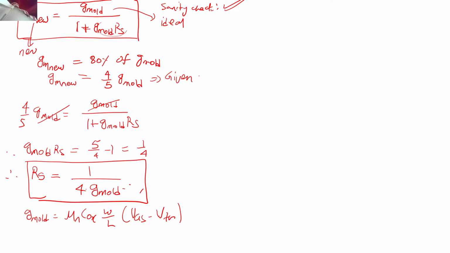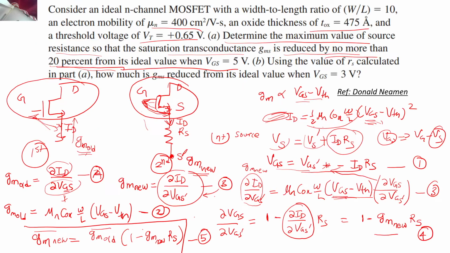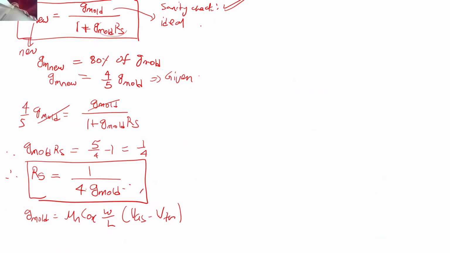Now let's check whether they have given me enough data. First of all, they have given me that Vgs is 5 volt. They have also given me that Vt is around 0.65 volt. So they have given me the data to calculate Vgs minus Vth. Now coming to the Cox part, mu times Cox: they have not given me Cox, but they have given me Tox, and Cox can be found by epsilon ox by Tox. They have also given me the mobility. So now let's calculate Cox first because this term is unknown to us.